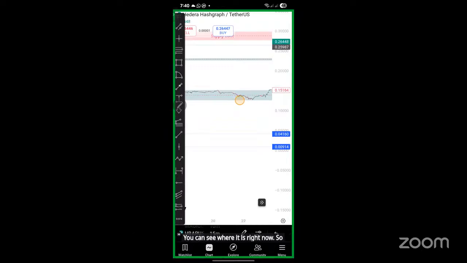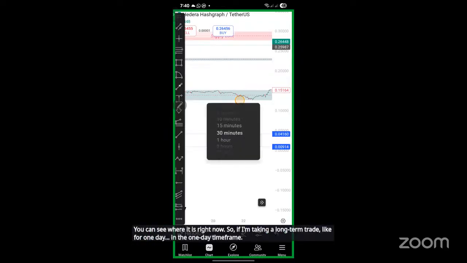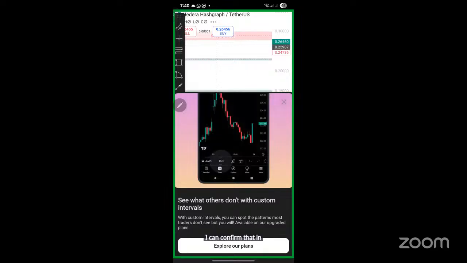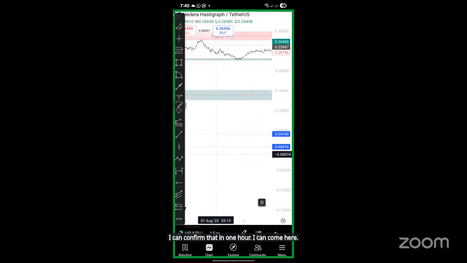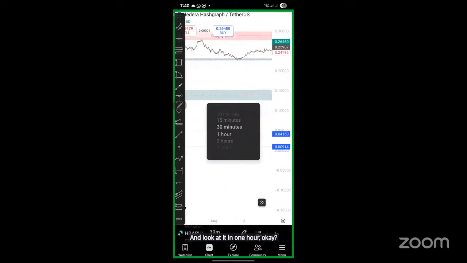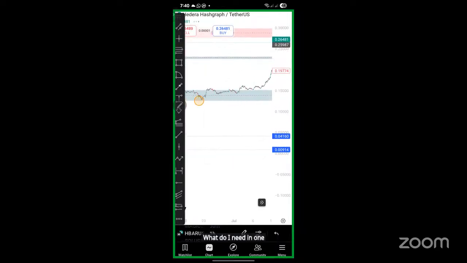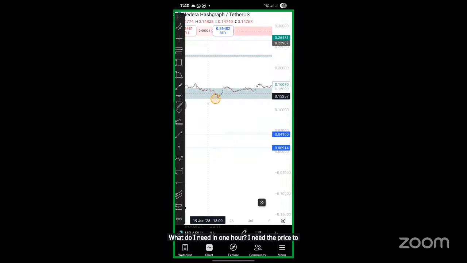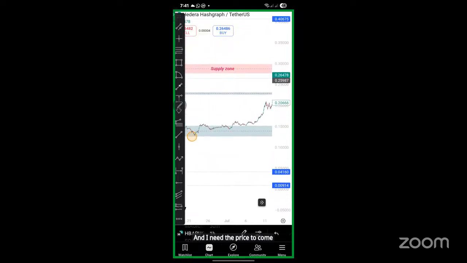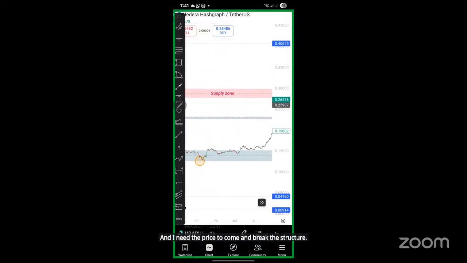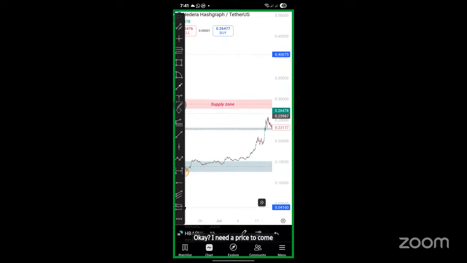So if I'm taking a long-term trade, like for 1 day, in the 1 day time frame, I can confirm that in 1 hour. I can come here and look at it in 1 hour. What do I need in 1 hour? I need the price to tap the area that I saw earlier in the 1 day, and I need the price to come and break the structure.